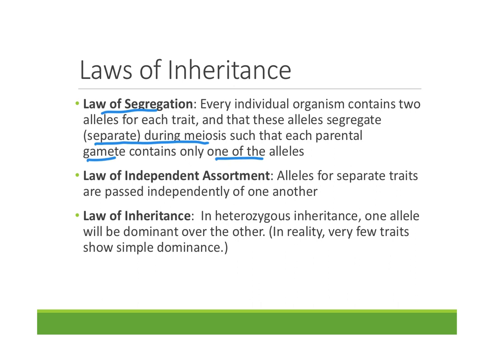The second law is called the law of independent assortment, and that says that alleles for separate traits are passed independently of one another, so they aren't connected one to another. And finally, the law of inheritance states that in heterozygous inheritance, one allele will be dominant. In reality, though, very few traits show simple dominance. The more complicated ones that we'll talk about in the next video are much more common.